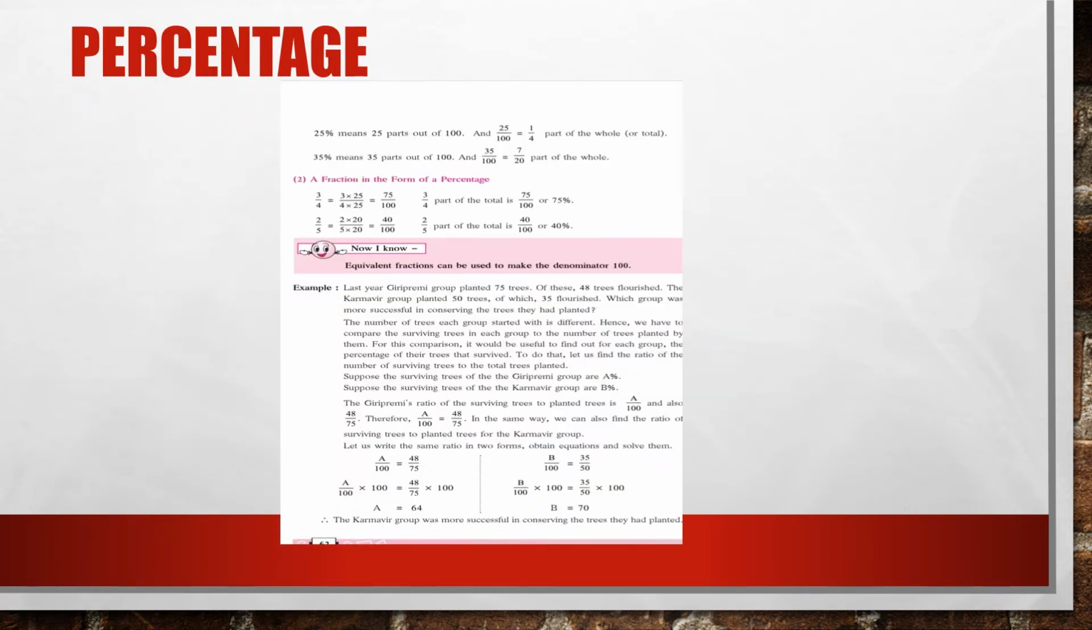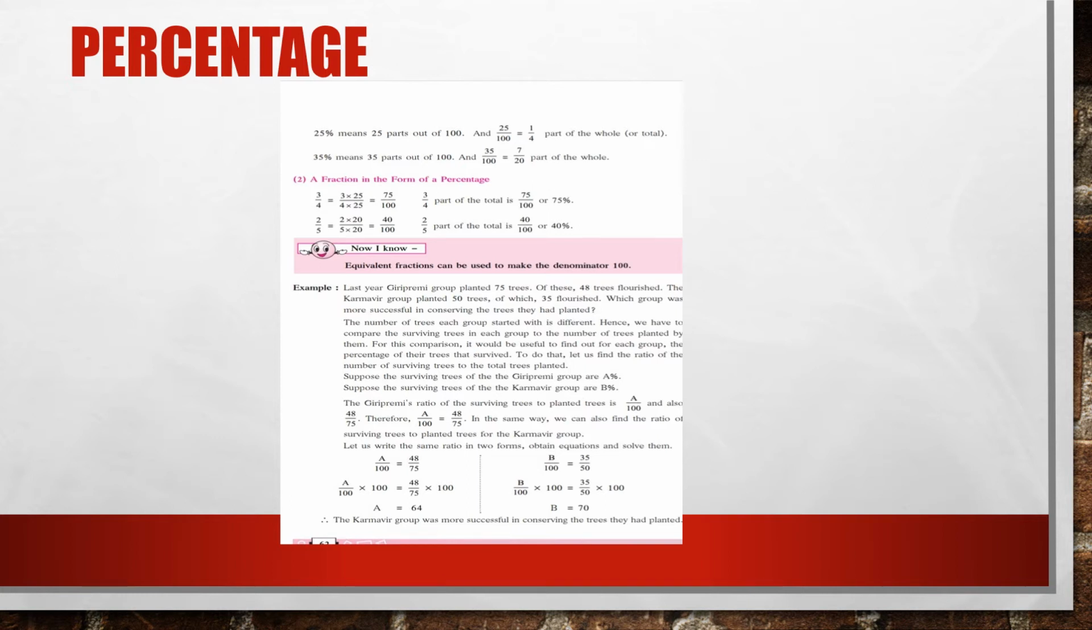This tells you about the fraction of 25%. As I said, 25% means 25 parts out of 100. So that is 25 upon 100. If we further divide it, we get 1 upon 4. That means 25 ones are 25 and 25 fours are 100. So 25 upon 100 in the lowest form can be written as 1 upon 4. Similarly, 35% means 35 upon 100, which can be written as 7 upon 20.